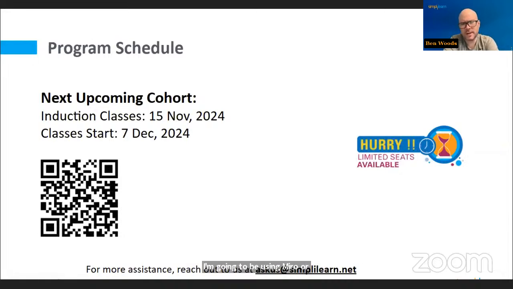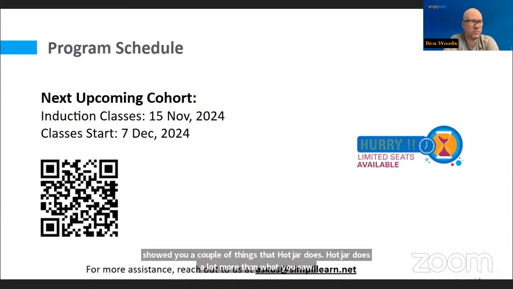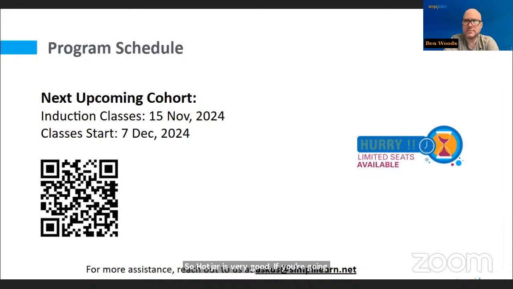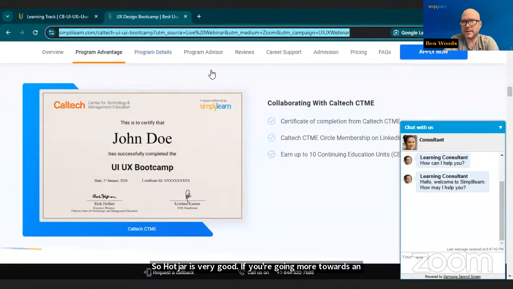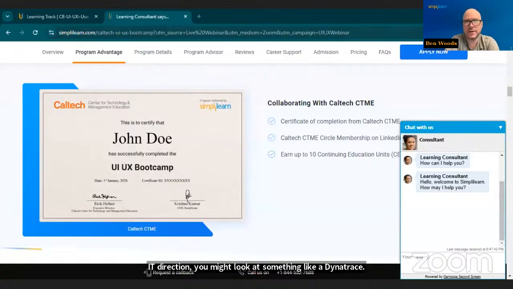In terms of performance monitoring, there's a lot of them out there. Google Analytics is certainly the most popular analytics tool for measuring what's happening on your website. But Hotjar, I only showed you a couple of things that Hotjar does. Hotjar does a lot more than what you saw. So Hotjar is very good. If you're going more towards an IT direction, you might look at something like Dynatrace, which is more, as I understand it, about understanding uptimes. But those are the tools I would have familiarity with.